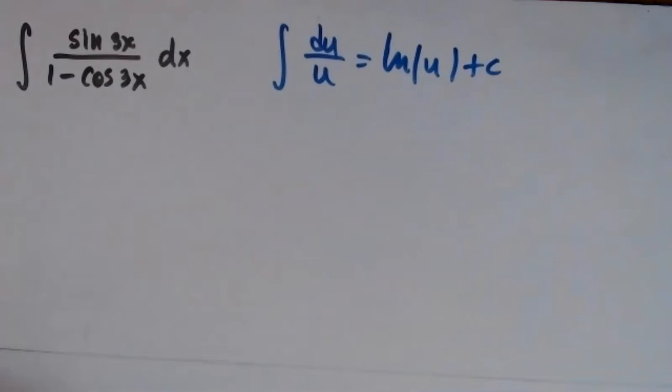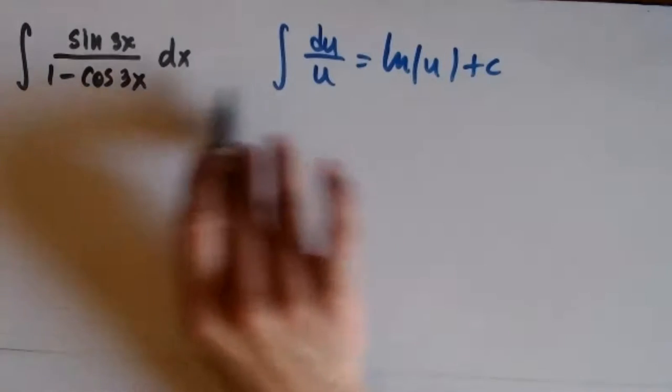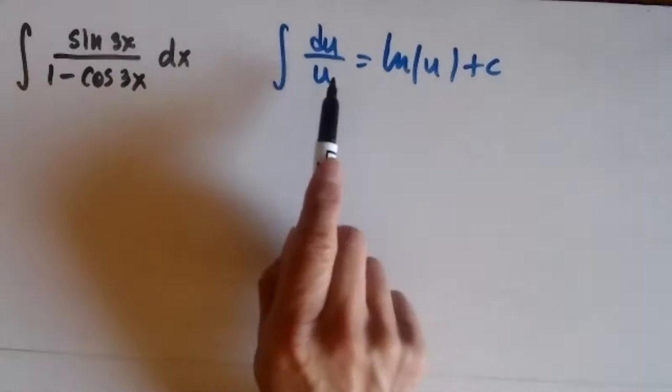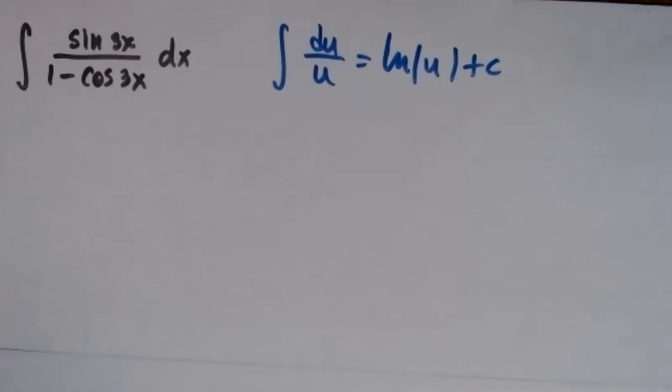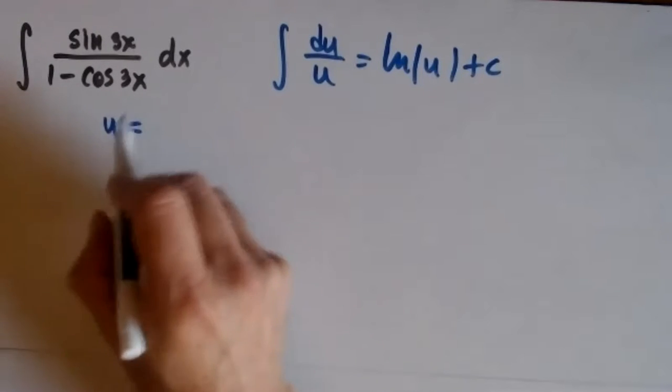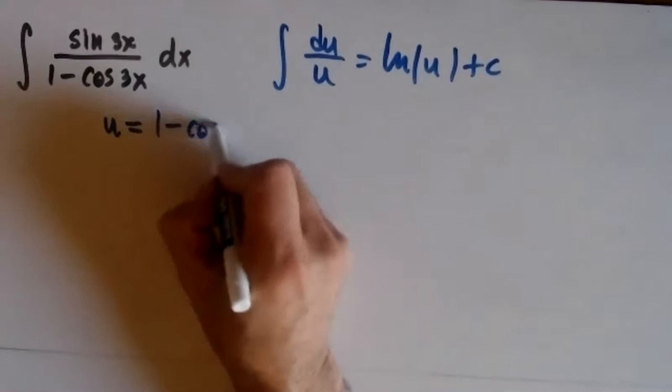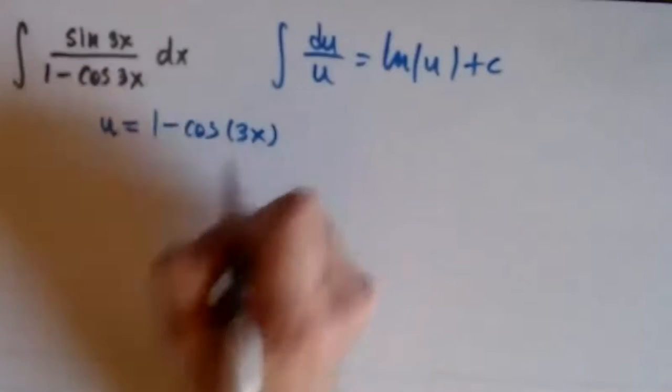Okay, now I need to match these two expressions first. So the u is at the bottom, so it looks reasonable to get u equals this. So I'm going to do that. So I'm going to do u equals 1 minus cosine 3x. Right?